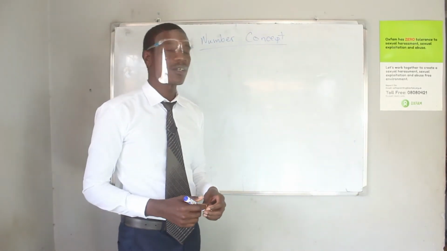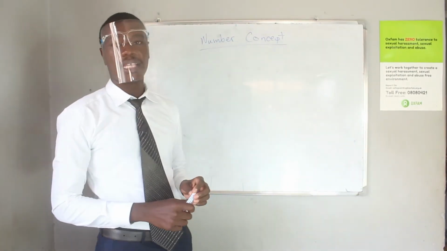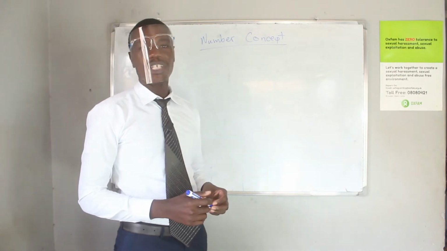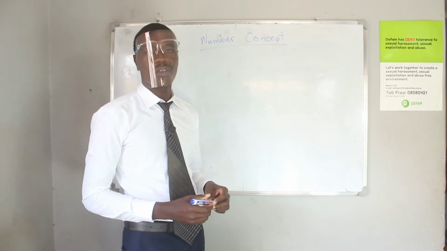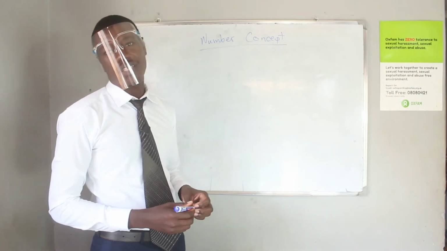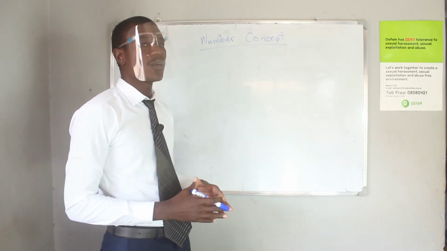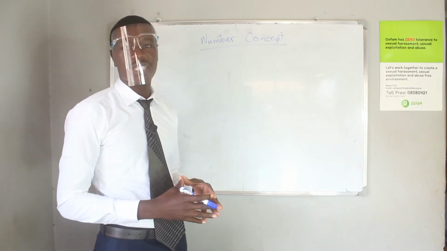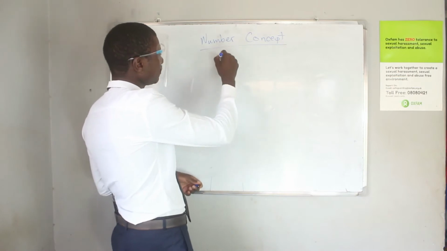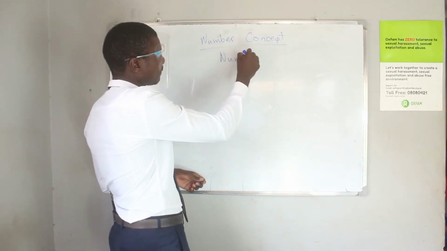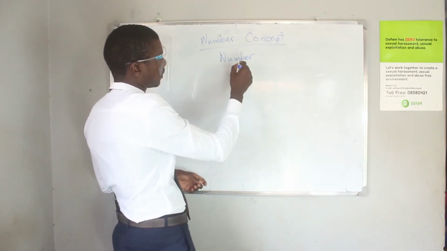Our first lecture, we are going to start with the number concepts. We need to define what a number is. A number is a way that we use to quantify. For example, we quantify the number of students using the concept of numbers. So, numbers can be classified into different categories.